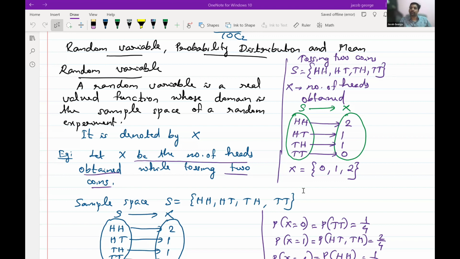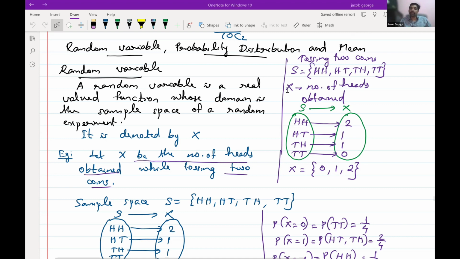I have taken an example, tossing two coins. Tossing two coins means, all of you know, 4 outcomes are there. Tossing 3 coins, 8 outcomes. Tossing 2 coins, 4 outcomes. Like this. HH, HT, TH and TT are the 4 outcomes of tossing 2 coins.